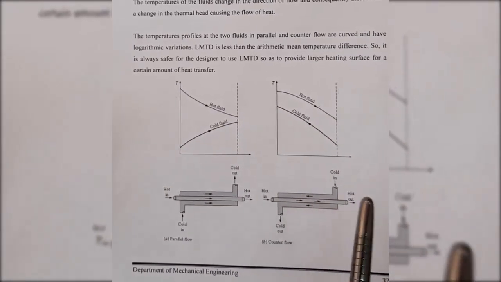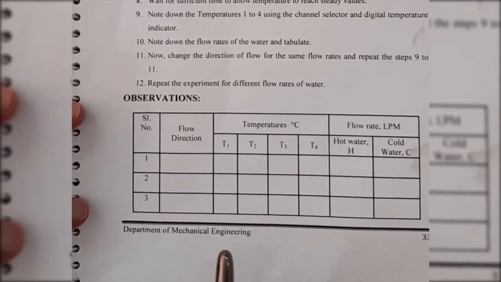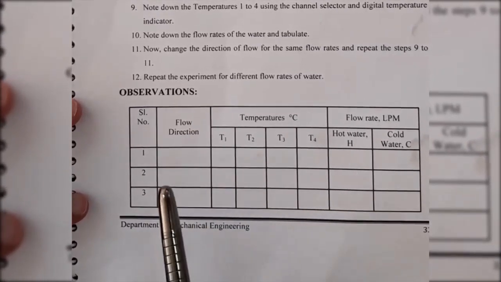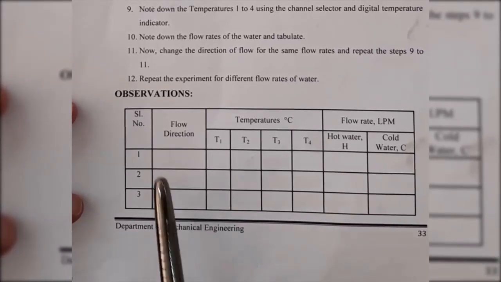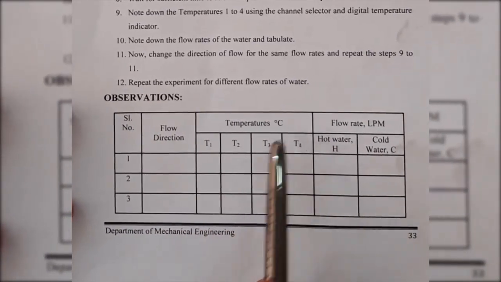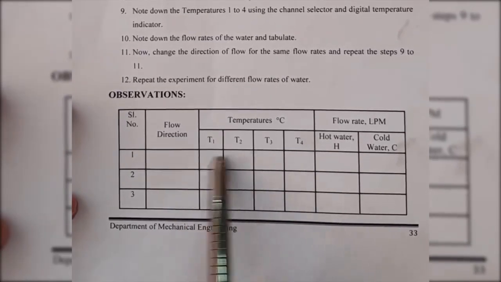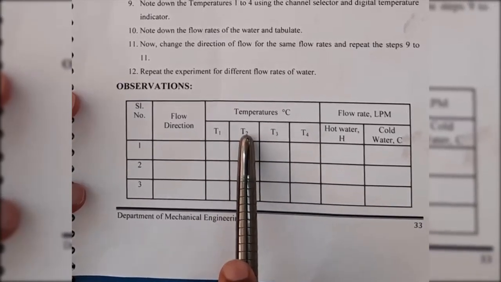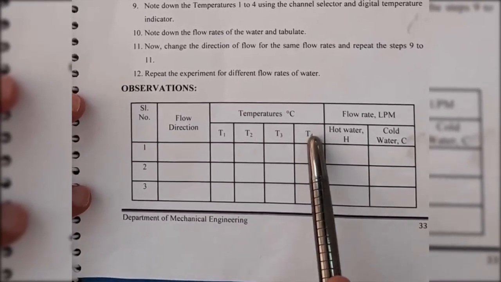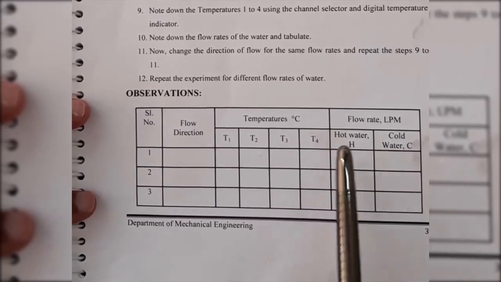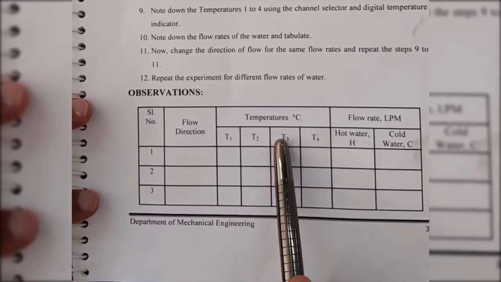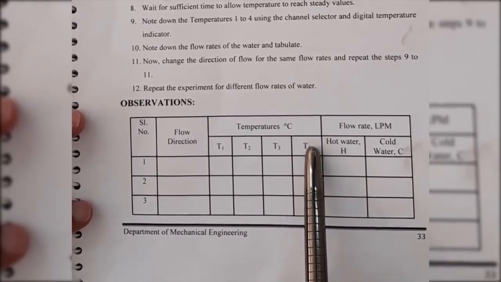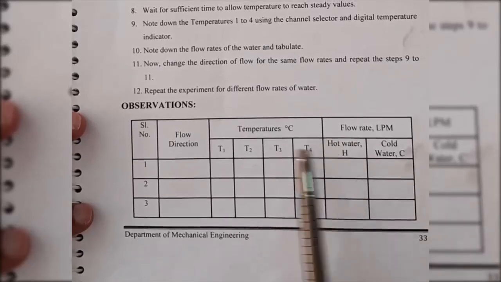Now we'll go for calculation. This is the observation you are going to do today. There is a flow direction, whether you are going with a parallel flow or a counter flow heat exchanger, that you can write down here and take the temperatures. T1, T2 will always remain the same. T1 is the inlet hot water temperature, T2 is the outlet hot water temperature, and T3 and T4 just exchange depending on what type of heat exchanger it is. In parallel flow, T3 is the inlet temperature of cold water, T4 is the outlet temperature of cold water. If you are taking counter flow, it's just vice versa.